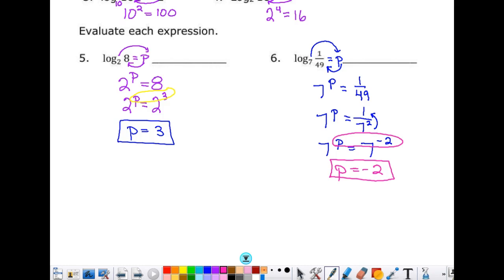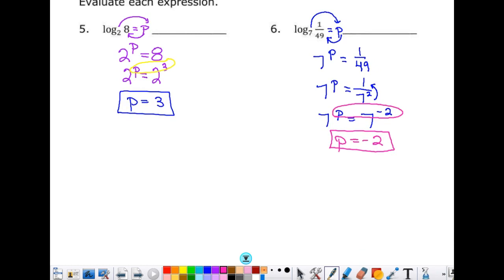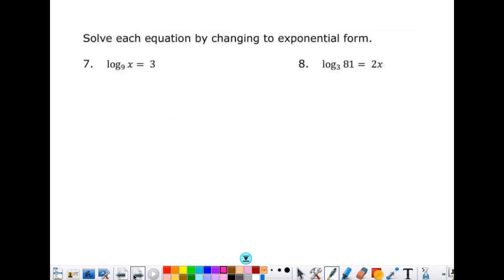Okay, questions? Okay, on the next page. Solve each equation by changing to exponential form. So we're going to be figuring out what that x is right there. So we're going to change it to exponential form. That's what it says, by changing to exponential form.